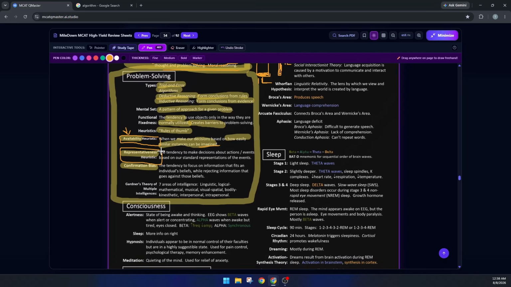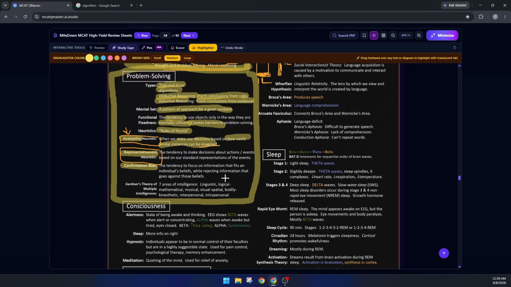Okay, representative heuristic, the tendency to make decisions about action events based on our standard representations of the events. An example of this that I saw on an Anki card is you have a female who is a model, around 20 years old, 25 maybe, and then you have a male around 40 years old.